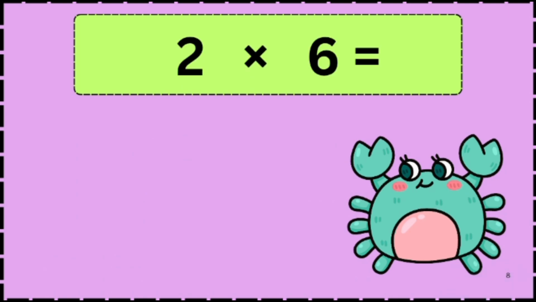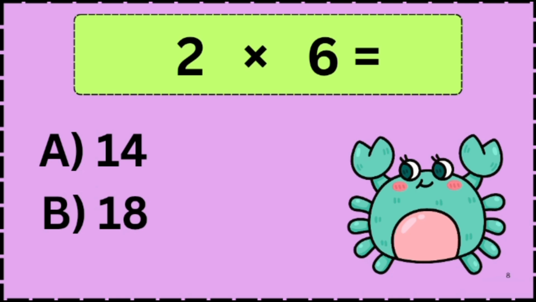2 times 6 is equal to A 14, B 18, C 12. The answer is C 12.